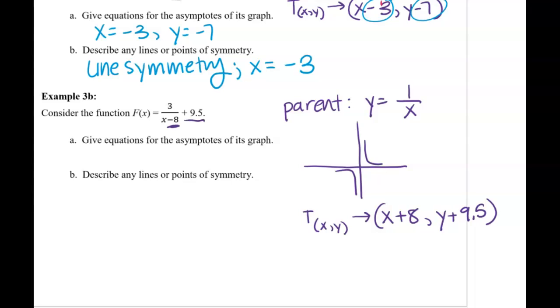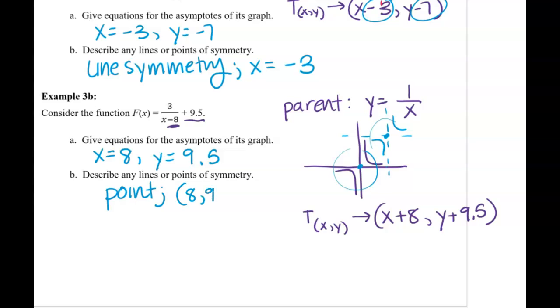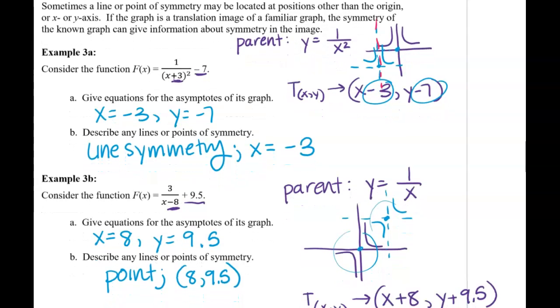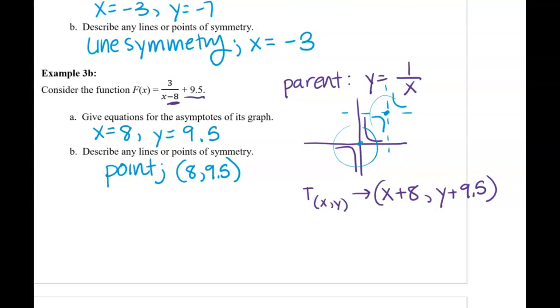So then our new asymptotes, we're basically moving our center to 8, 9.5, let's say here, okay? We'll make our asymptotes, and our graph is here. And so the asymptotes then are x equals 8, and y equals 9.5, okay? And then it's going to be symmetrical. Instead of about the origin, like here, it's going to be symmetrical about that point, which is the point 8, 9.5. So judging by the type of symmetry then, example 3a was even because it has line symmetry, and example 3b is odd because it has point symmetry.